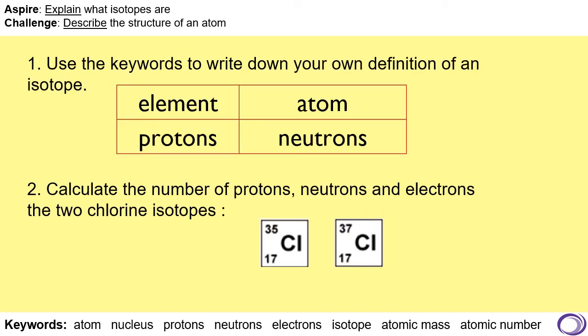So what I'd like you to do now is try and write down your own definition for isotopes. So use the keywords that I have given you there, so element, atom, protons, and neutrons. And then I'd like you to calculate the number of protons, neutrons, and electrons for these 2 chlorine isotopes. So you've got chlorine 35 on the left and then chlorine 37 on the right. And I'm going to give you 3 minutes to answer these 2 questions. Off you go.